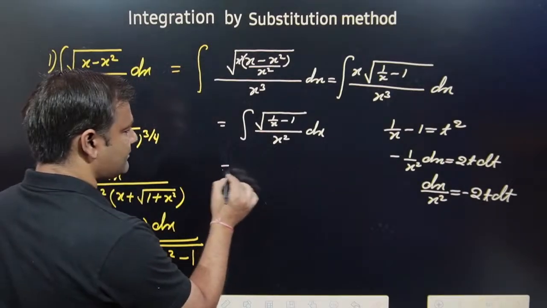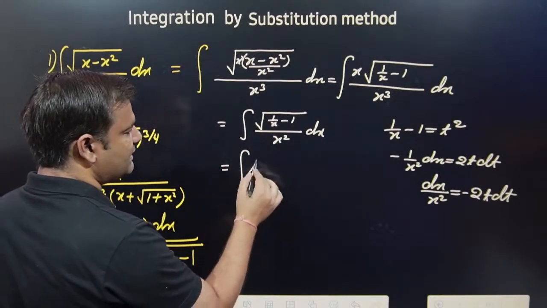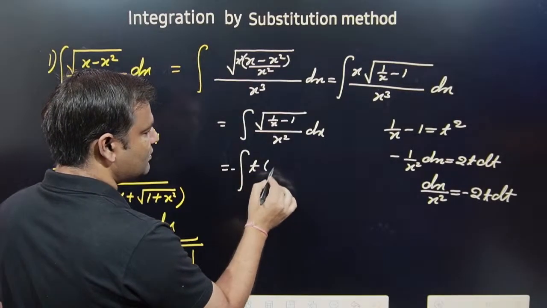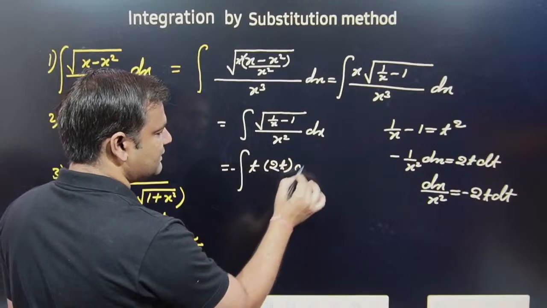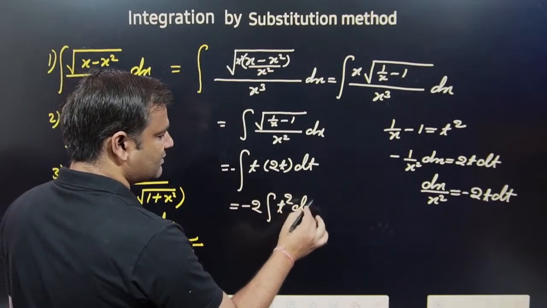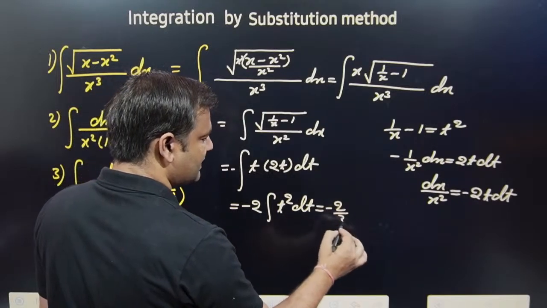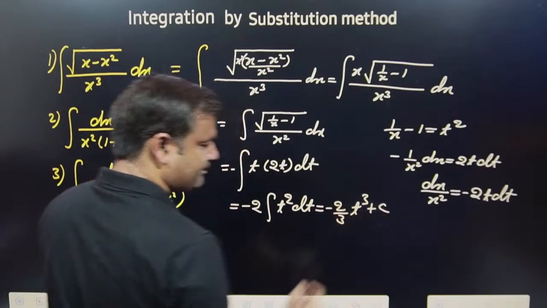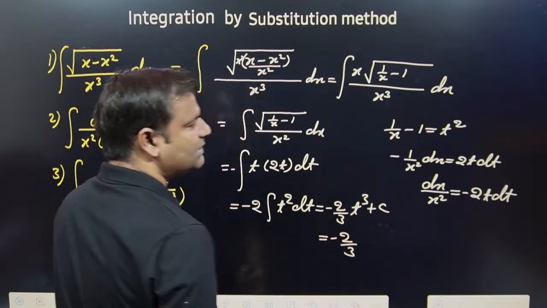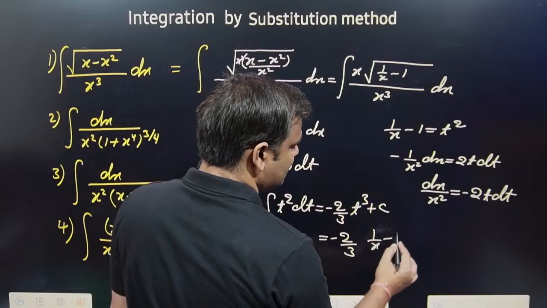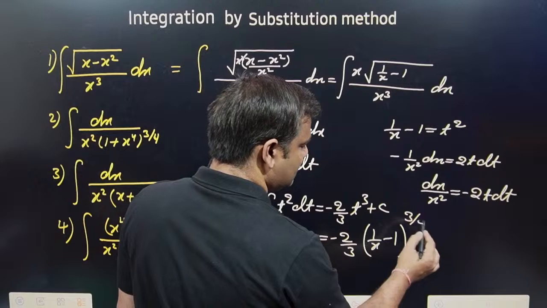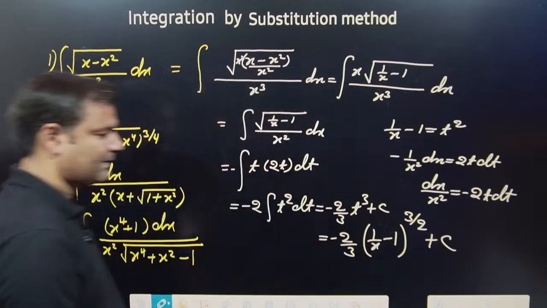Now look here. So what about that value? Simply t, and 1 upon x square dx is replaced by minus 2t dt. So that is minus 2 integral of t square dt. So minus 2 divided by 3, t cube plus c. After that, that is minus 2 by 3, t being 1 by x minus 1 to the whole power, sorry, 3 by 2, plus c is the right answer.